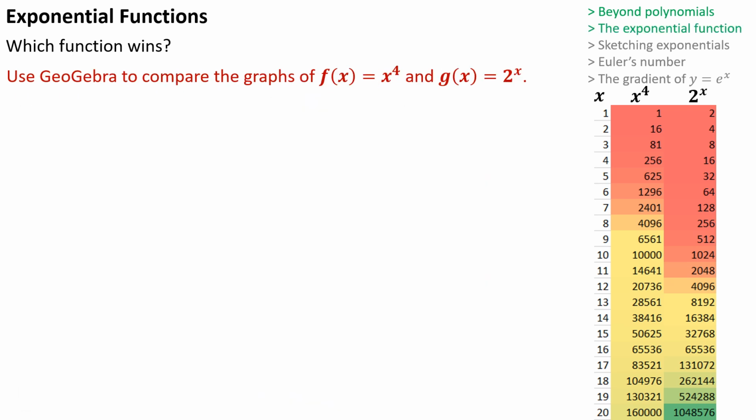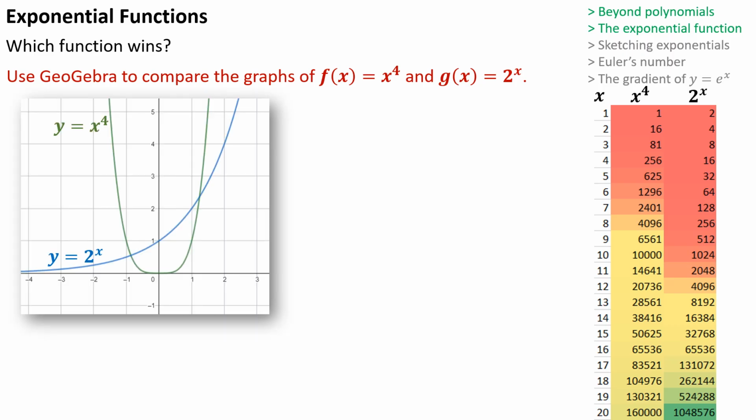You can even use a graph to compare these two. You can do this on GeoGebra or some other software, and we get something that looks like this initially. So you can see that x to the 4 does a really good job of getting big fast. By the time x is 2, this graph is already off the charts because it's 2 to the power 4, which is 16, so it's in double digits, while the exponential function is still struggling to get off the ground.